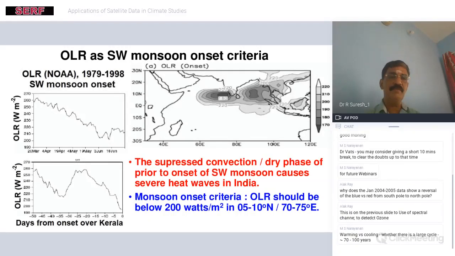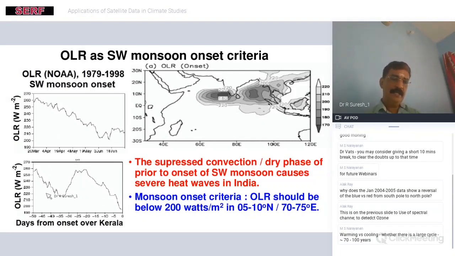Paper, and thereafter this has been used as a monsoon criterion by the India Meteorological Department. When the OLR value over a box of 5 degrees north to 10 degrees north and 70 degrees east to 75 degrees east touches 200 watt per meter square, it can be considered as another criterion for declaring the onset of southwest monsoon over Kerala.